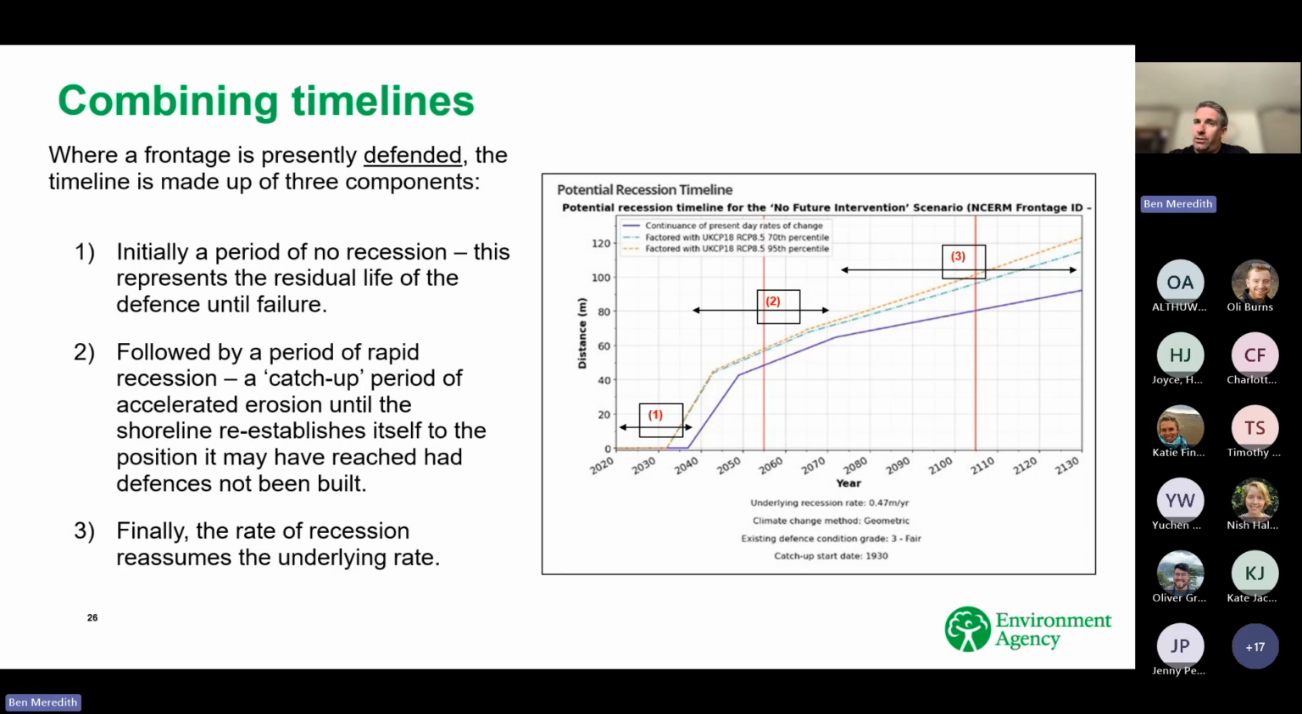And you can see how climate change influences this in the graph on screen by bringing that failure of defences earlier in the time frame and increasing the erosion risk shown by the dotted lines.